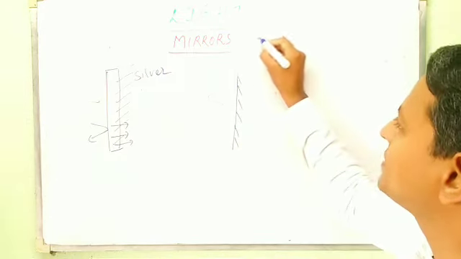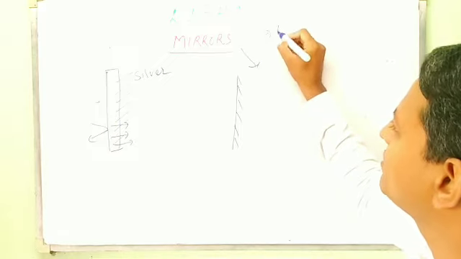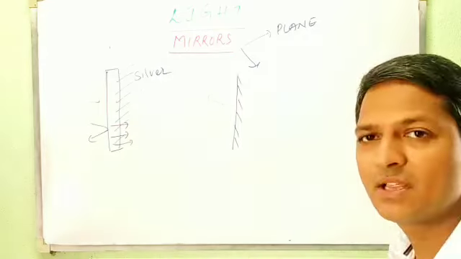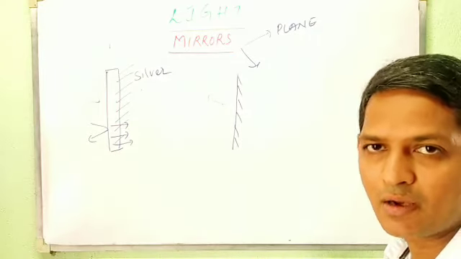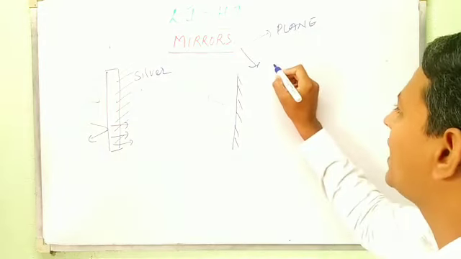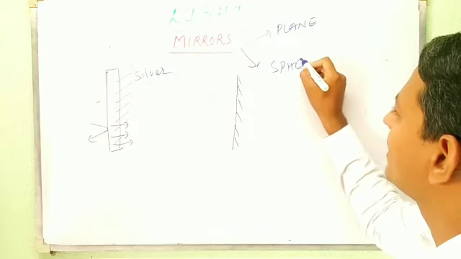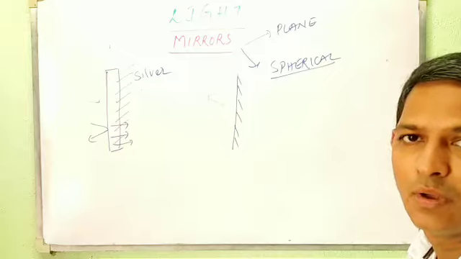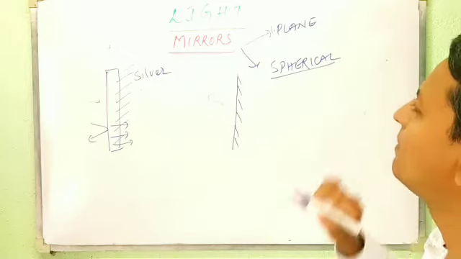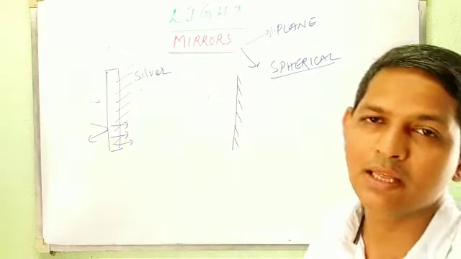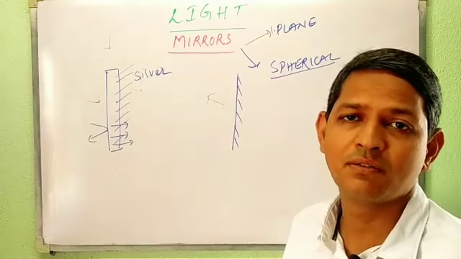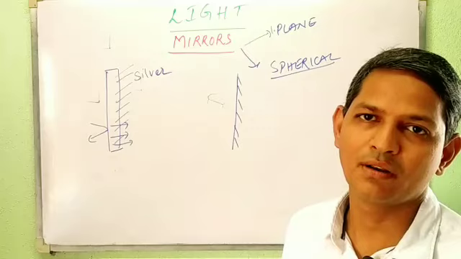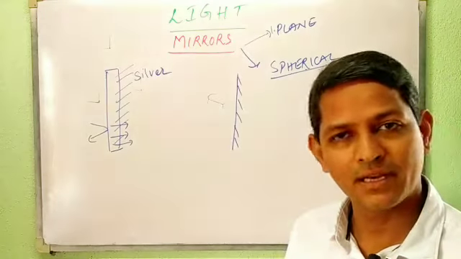So how many types of mirrors are there? There are two types of mirrors. What are the two types? One is called a plane mirror, which we are very familiar with, which is present in all our houses. That's a plane mirror. And the other type of mirror is spherical mirrors. So let us first understand plane mirrors and the characteristics of the images formed by plane mirrors. When we see ourselves in the mirror, what are the characteristics? Let us try to understand.